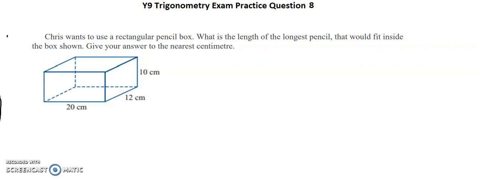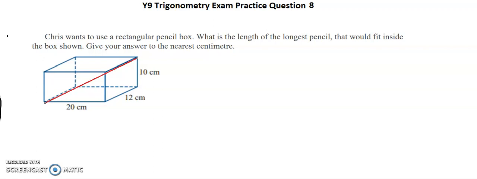So the first thing I think about is where the pencil would need to go to be the longest in this container. Well, to start off, it will be from corner to corner, from the bottom corner all the way through to the top. So we need to find out some information.